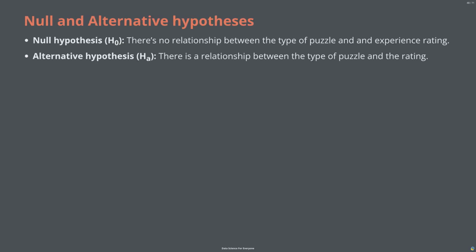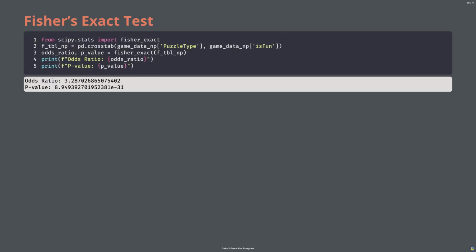For Fisher's exact test, the null hypothesis states that there is no relationship between the type of puzzle and how people rate their experience. And the alternative hypothesis states that there is a relationship between the type of puzzle and the rating. To run the Fisher's test, first we build a 2x2 frequency table by running the crosstab function from pandas. Then we run the fisher_exact function from scipy.stats package on the frequency table. If the p-value is less than 0.05, we can reject the null hypothesis. In our case, it is less than 0.05, which means that the puzzle type and ratings are related.